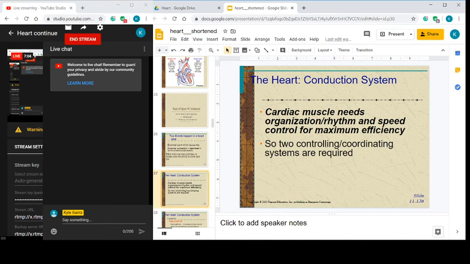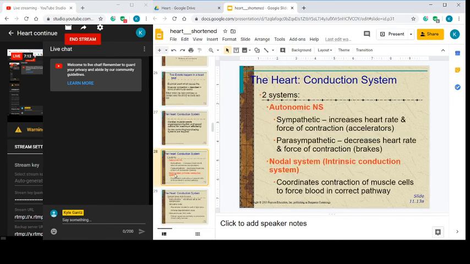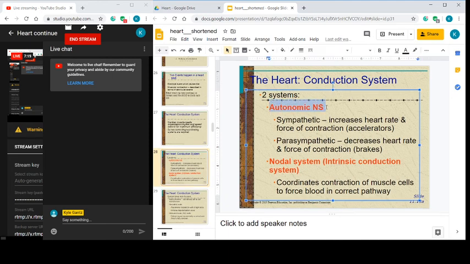So we have this coordination of speed and then rhythm and all that kind of stuff. All right, and so the body has done that. So we have two systems here: we have an autonomic system, and then we have this nodal system.